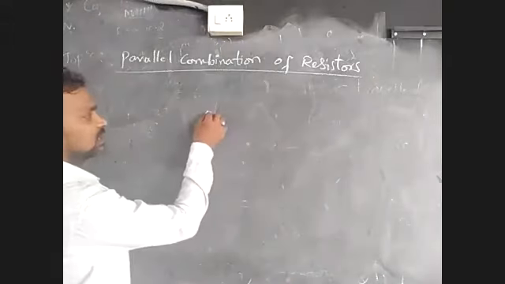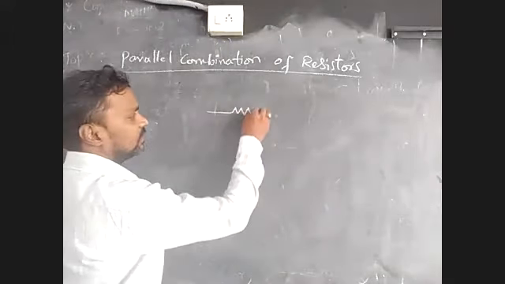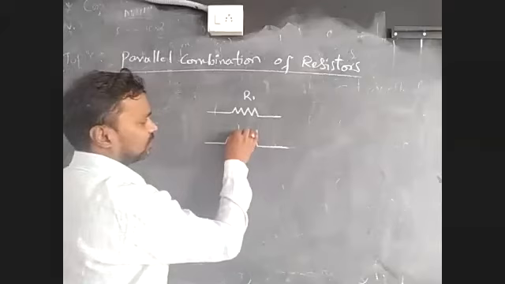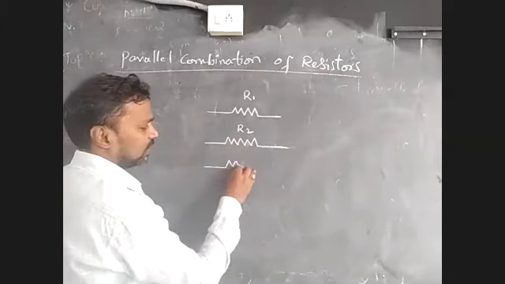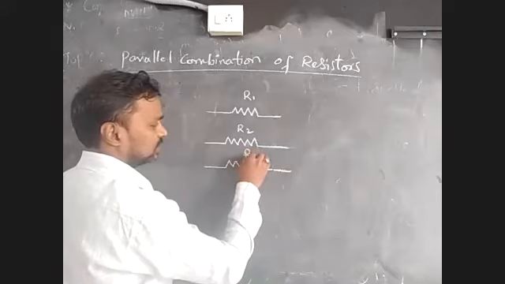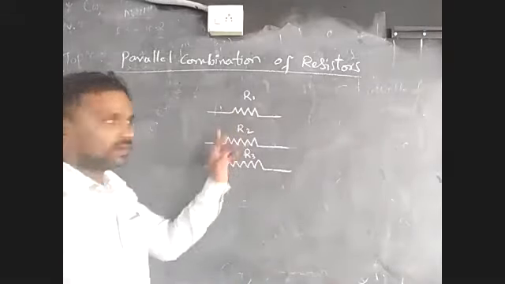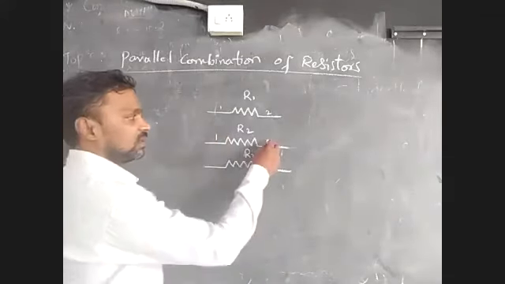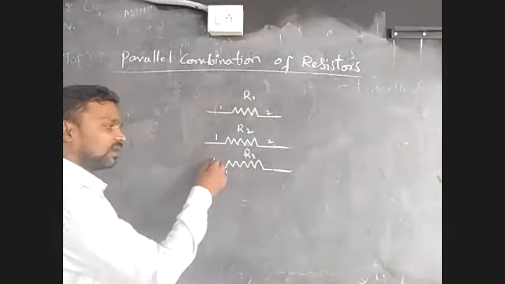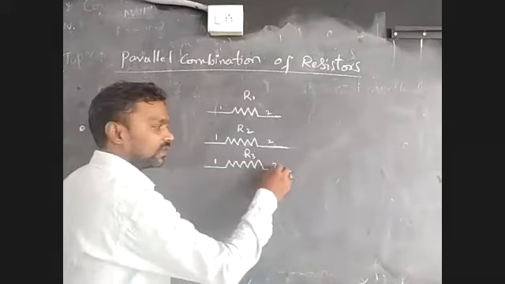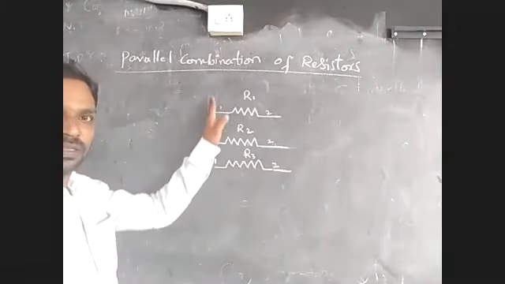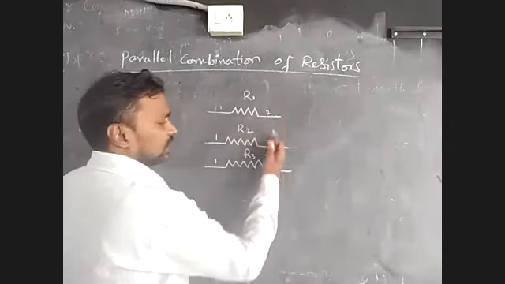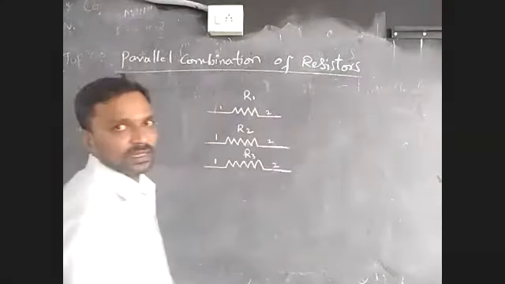Suppose I have three resistors. One resistor is R1, another is R2, another is R3. This is terminal 1 of the first resistor, terminal 2 of the first resistor. This is terminal 1 of the second resistor, terminal 2 of the second resistor, terminal 1 of the third resistor, terminal 2 of the third resistor. So all the first terminals of all the resistors are on one side to my left, and all the second terminals of the resistors are toward my right side.